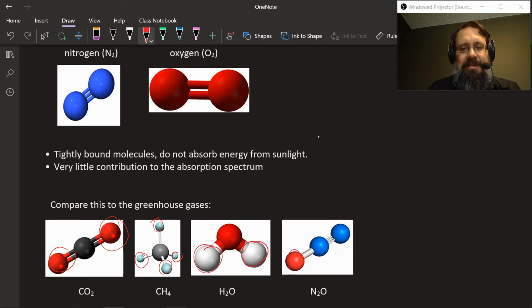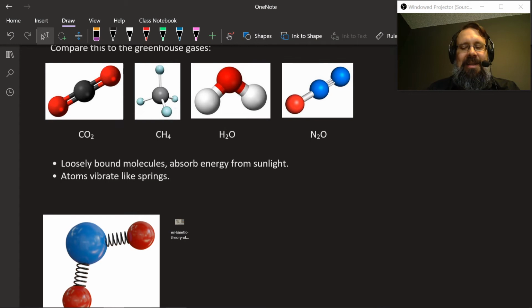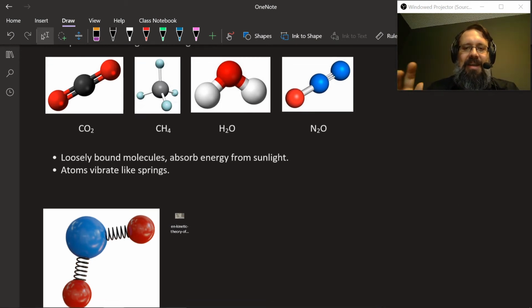And it's this geometry, this architecture, this shape that's causing these to be greenhouse gases. And so I want to talk more about this. These guys are loosely bound and they absorb energy from sunlight. They vibrate like springs. When they absorb energy from the sunlight, it drives them into oscillating like a spring.